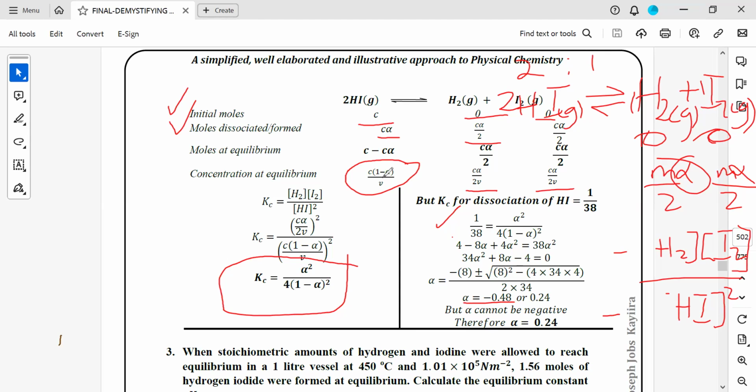But remember, alpha cannot be negative. The degree of dissociation can't be negative. So we discard the negative value and we take the positive value to become our degree of dissociation. Are we all together up to that point?